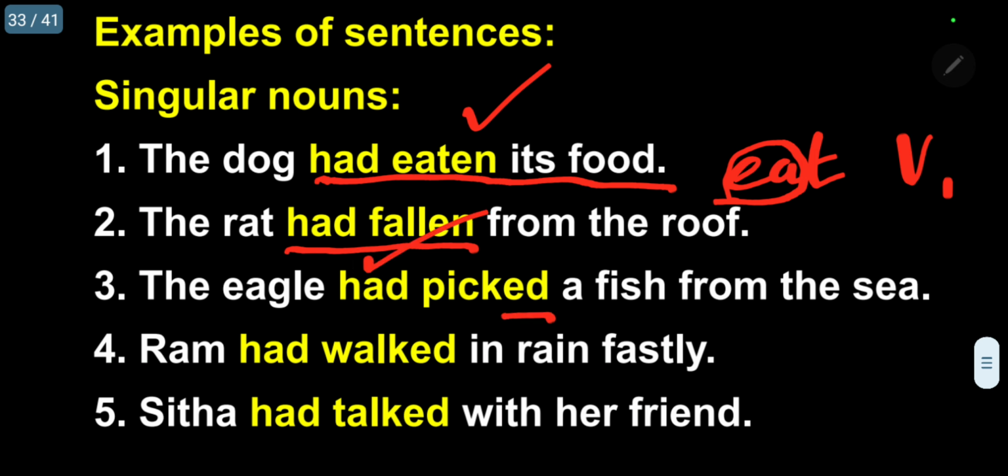The eagle had picked a fish from the sea. This is normal, simply ed added. Ram had walked in the rain fastly. Simple verb, walked, V1. Sita had talked with her friend. Here, talk is a normal verb, V1 verb, so ed added. See, these are the examples for singular nouns.